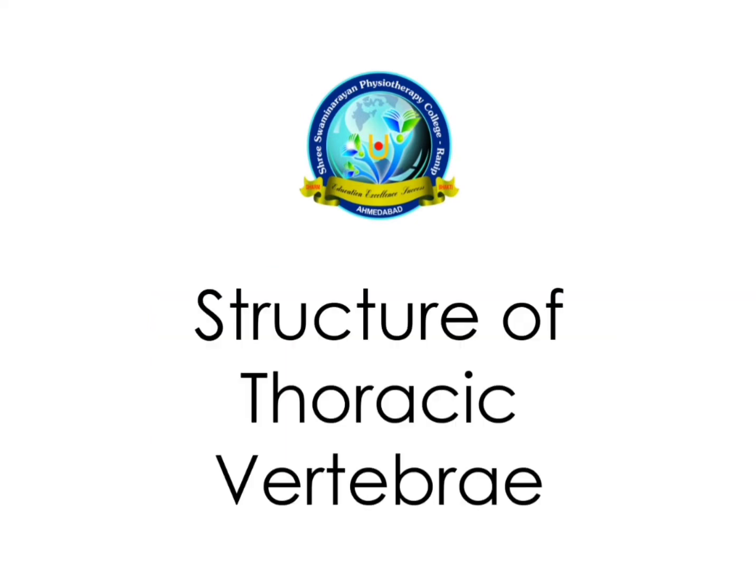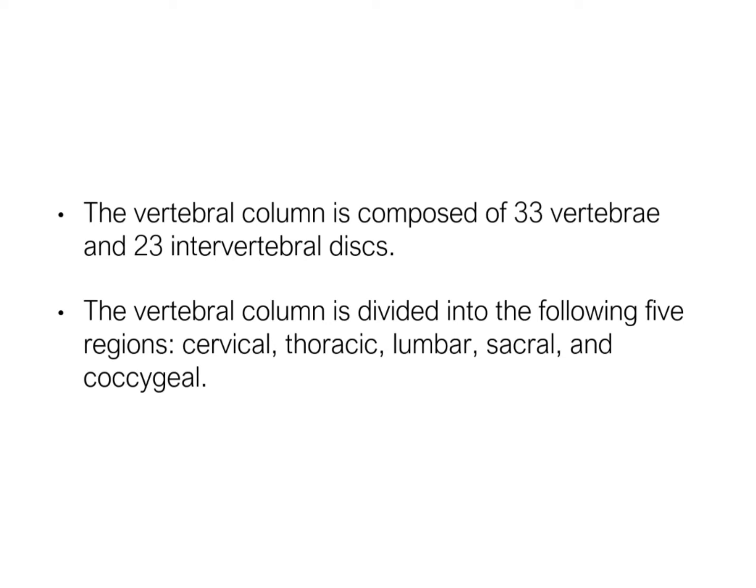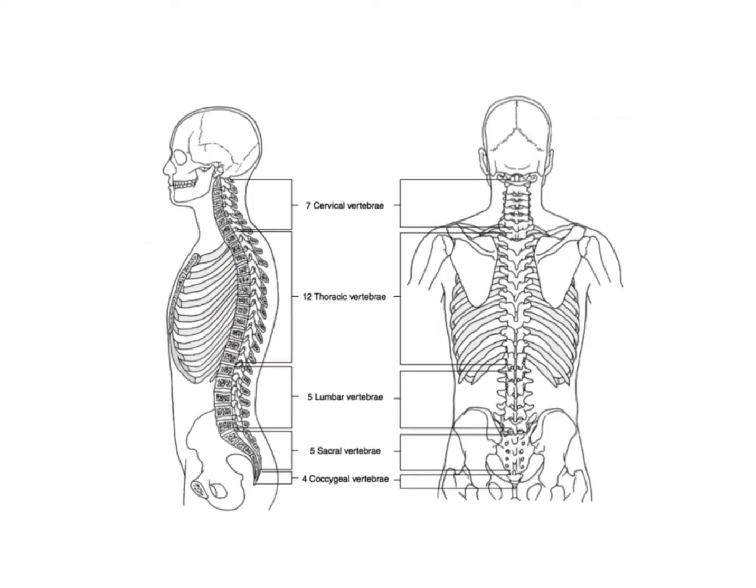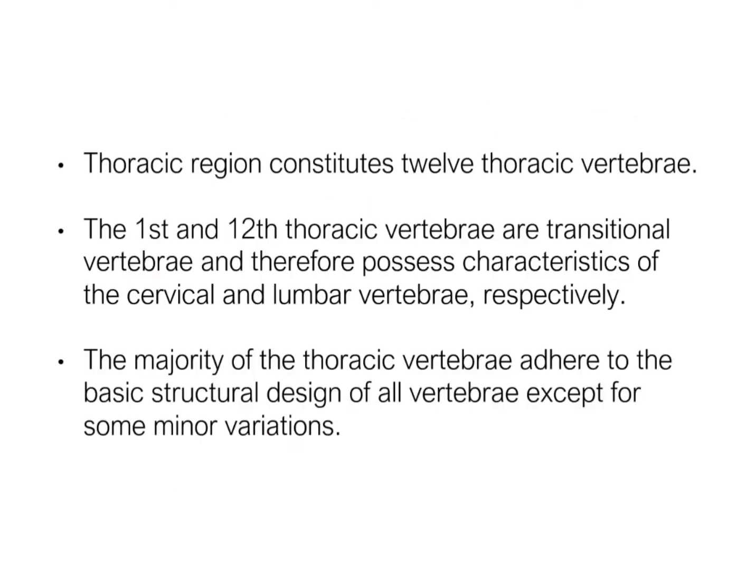Today we are going to talk about the structure of thoracic vertebra. The vertebral column is composed of 33 vertebra and 23 intervertebral discs divided into 5 regions: cervical, thoracic, lumbar, sacral and coccygeal. Thoracic region constitutes 12 thoracic vertebra. The first and the 12th thoracic vertebra are called as transitional vertebrae as they possess the characteristics of cervical and lumbar vertebra respectively. The majority of the thoracic vertebra have basic structural design except for some minor variations.